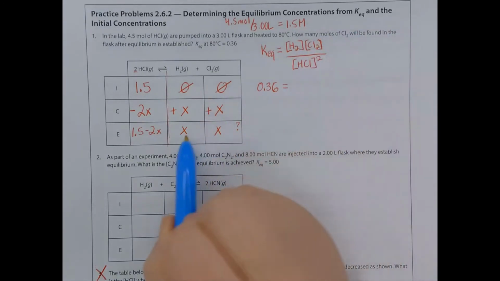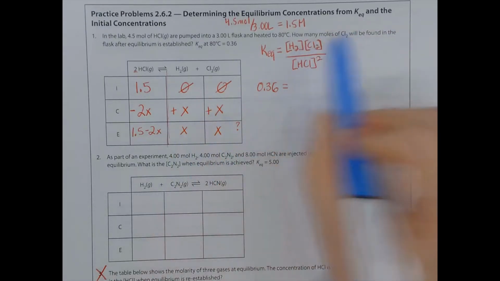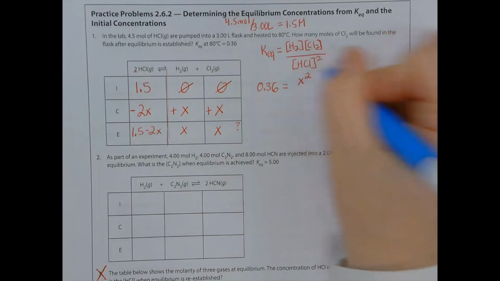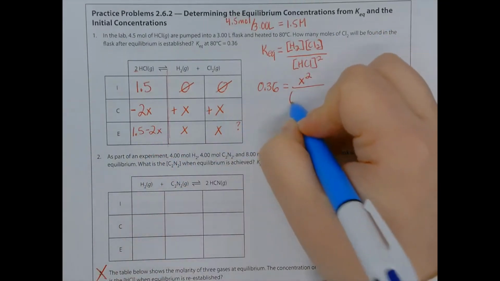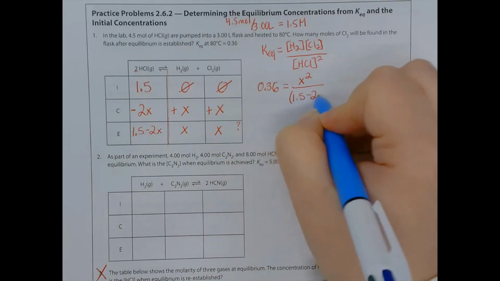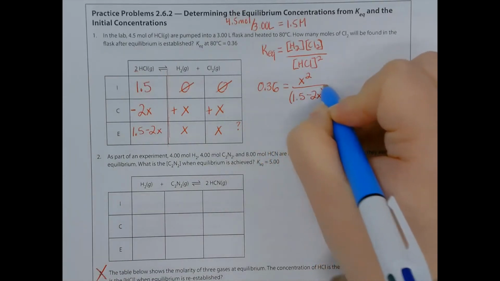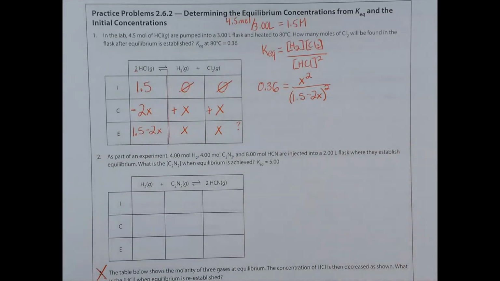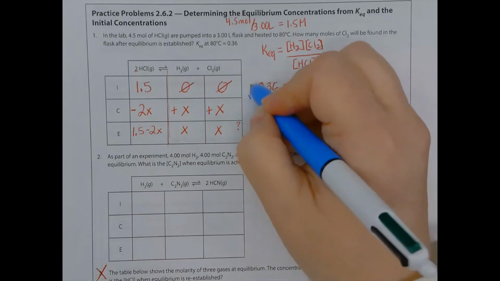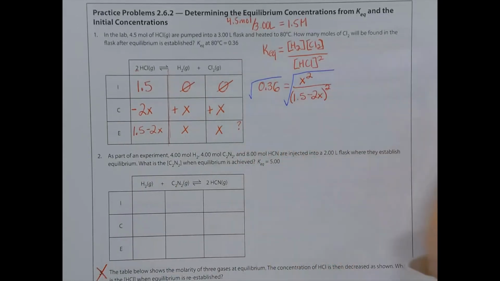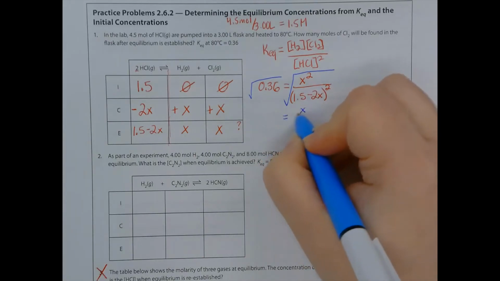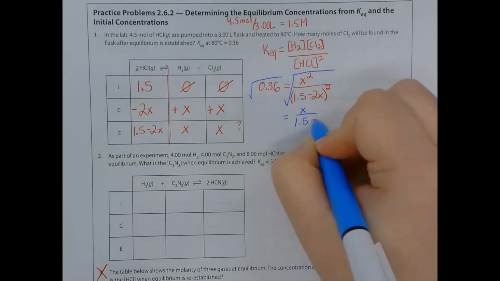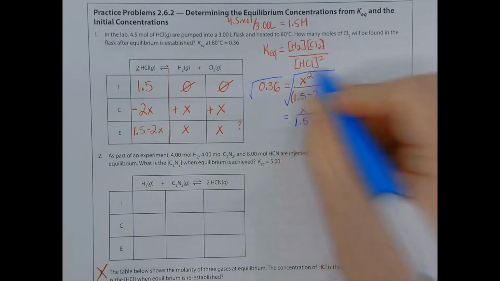And then H2 and Cl2 are each x, so we have x times x. I'm going to go ahead and summarize that as x squared. And then we have 1.5 minus 2x, and we're squaring that term. So we can see the top and the bottom are both squared, so we can take the square root of both sides of our equation. The right side is going to simplify to x over 1.5 minus 2x. It gets rid of our squares.